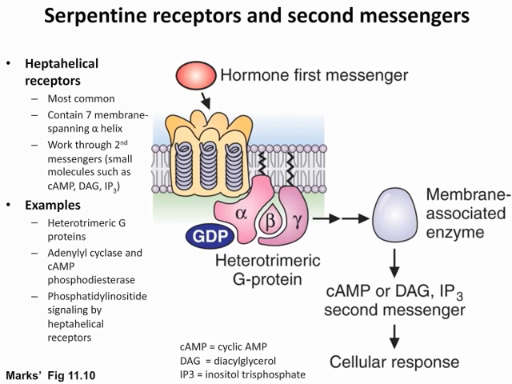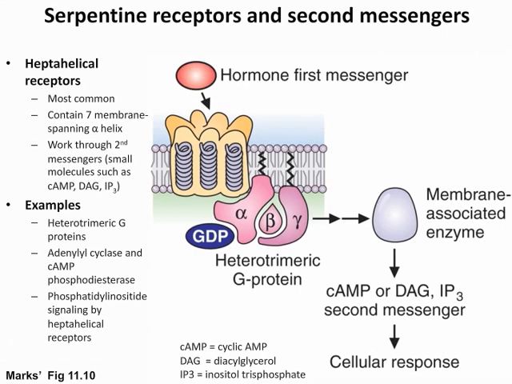That messenger is going to bind to your heptahelical receptor on the plasma membrane. Once it binds, it's going to activate a heterotrimeric G protein. So that alpha, beta, gamma with the GDP is going to be activated, and it's going to activate another enzyme, which will further activate a secondary messenger such as cyclic AMP or DAG or IP3, and then that's going to cause the cellular response.